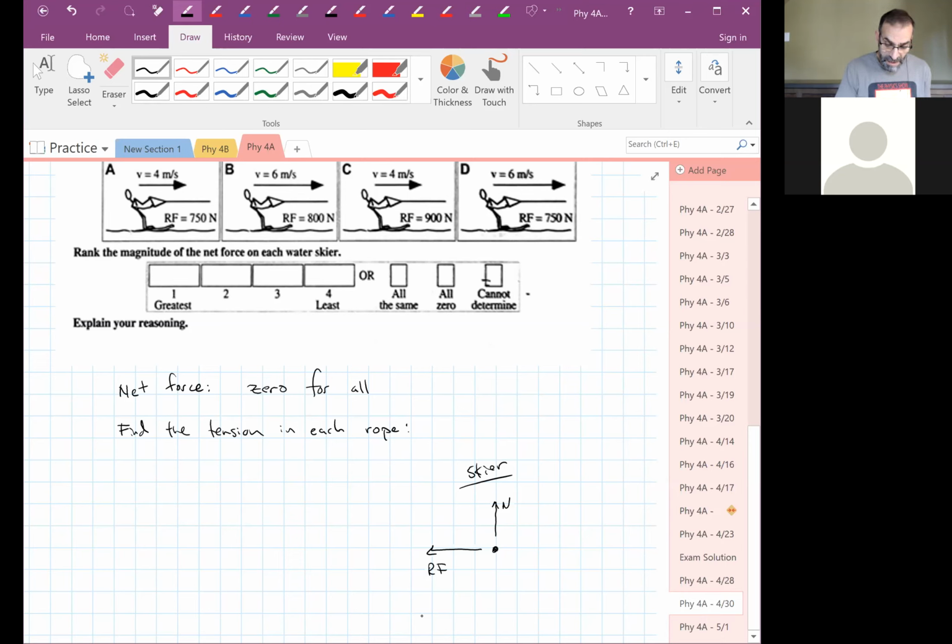What else is touching the skier? The rope. So there's tension in the rope. That's everything that's touching the skier. What can reach in from a distance? Gravity.